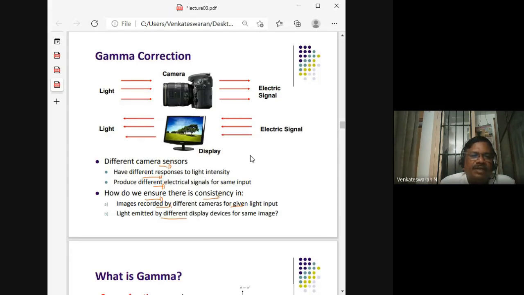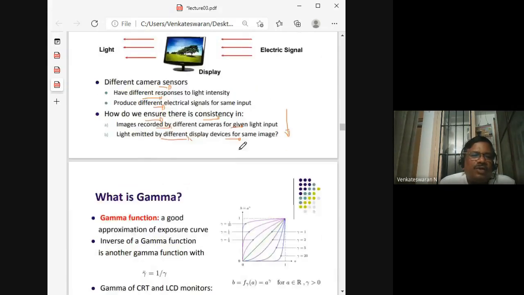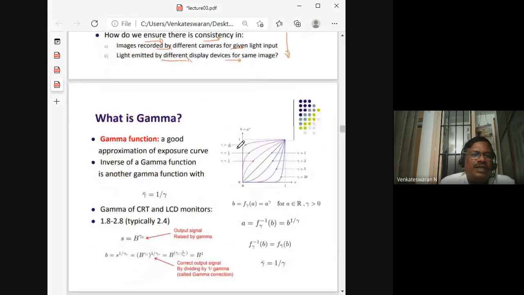Light emitted by different display devices for the same image. So I mean, even if you have a number of cameras and you want to have the image look similar, so what you do is you do something called gamma correction, right? So the gamma correction is basically a particular value of a function, a power gamma. So any intensity value A can be put onto a power law like this gamma value, and then you will be able to get a new value.